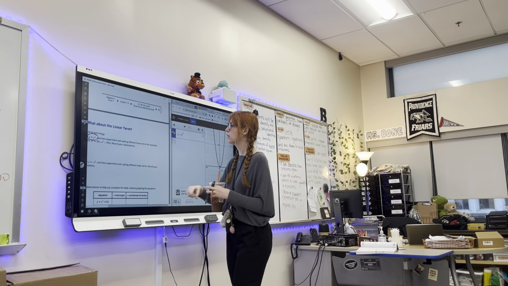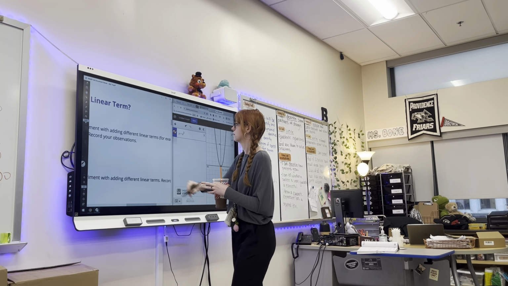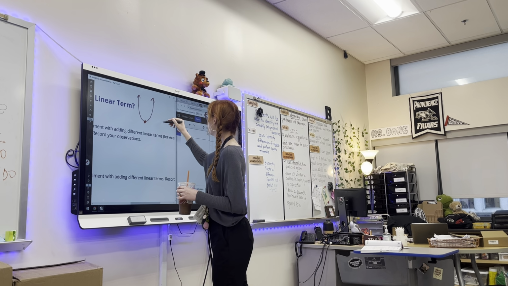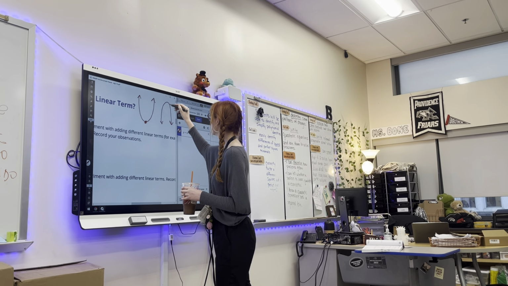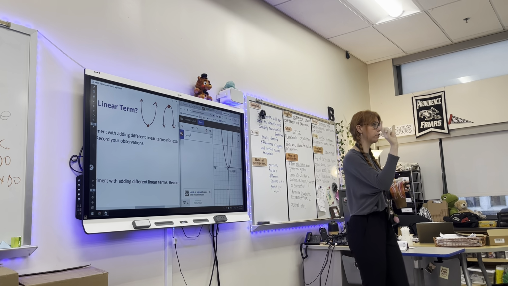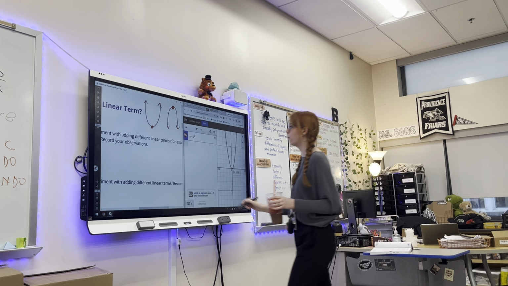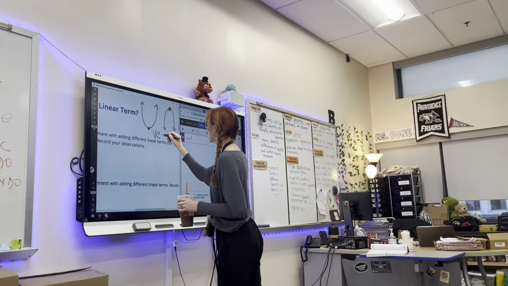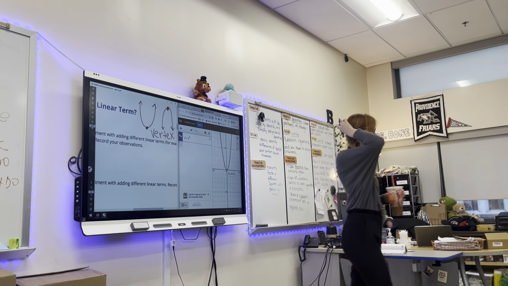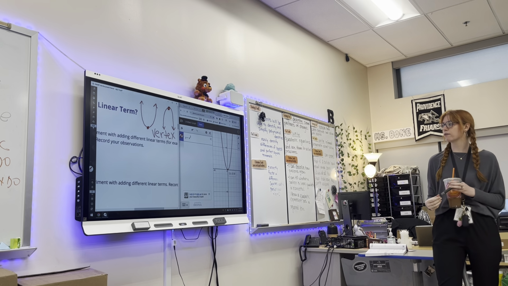When you have a U-shaped graph, either going this way or going this way, you have a special point on either the bottom or the top where that graph turns around, and that point is your vertex. So we have our vertex point at 0, 0.